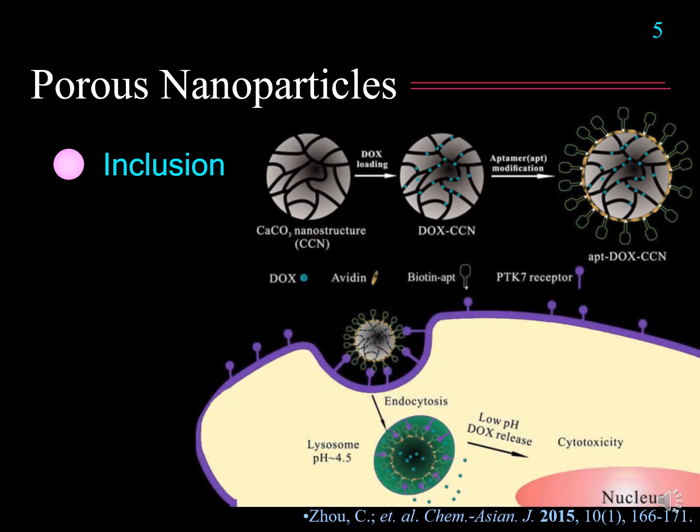In this study, they loaded dox, or doxorubicin, a drug for treating tumors, into the calcium carbonate nanoparticles, and with the surface modification of aptamer, we can selectively deliver the nanoparticles into tumor cells. After endocytosis, in the lysosome, the pH is less than 5, so the calcium carbonate can be digested by the acidic environment, and then the doxorubicin is released.